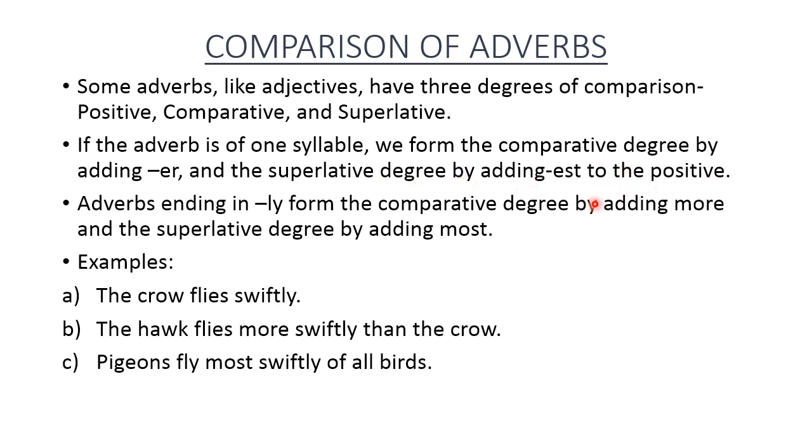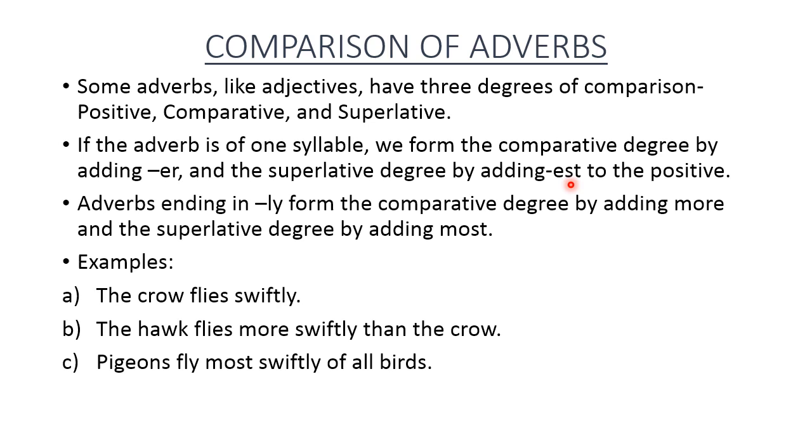You have to remember only one thing in short: whenever there's a comparative, we add er, and whenever there is a superlative degree, we add est. So this is what you have to understand. Positive is the normal word. For comparative, we add er. For superlative, we add est. Like hard, harder, hardest.